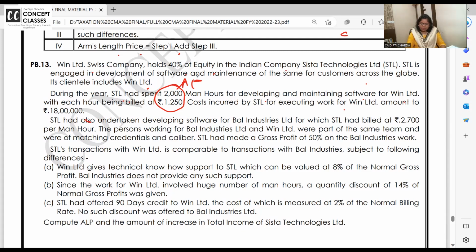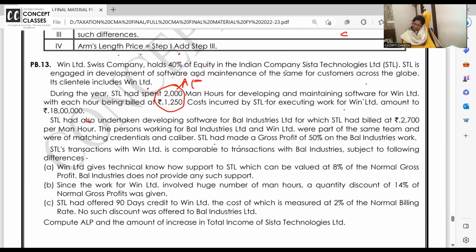And STL has also undertaken developing software for BAL Industries. We are doing software development work for someone else also. And there we have billed at 2,700 per man hour. We have billed BAL at 2,700 per man hour. And the persons working for BAL and WIN are the same. Still, STL has made a GP of 50% on the BAL. That means in what we supply to others, my profit is 50%.